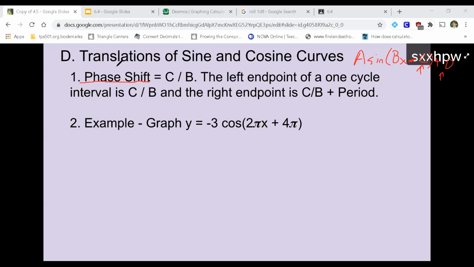Because the period of the function changes based on b, the phase shift is really going to be c divided by b. So the left endpoint of your cycle, or where you will start, is when x equals c divided by b. That's where you start graphing. You will end when x is equal to c divided by b plus the period. Right? Once you've gone through one period, that should be your ending point.